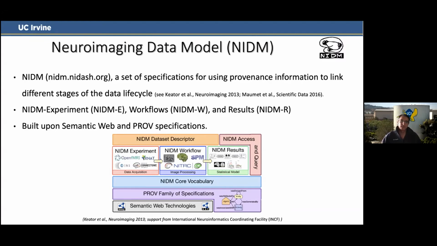So that's the idea of NIDM, and NIDM has a few different components: the experiment component, the workflows component, and the results component. It's built off of the core set of semantic web technologies. Then we built off of the Provenance family of specifications, which is a model for describing the provenance of things. And we build upon that with a vocabulary specific to our domain and these object models that are specific to our domain, and then implement a series of tools to apply those object models. And so we'll see a little bit of that.